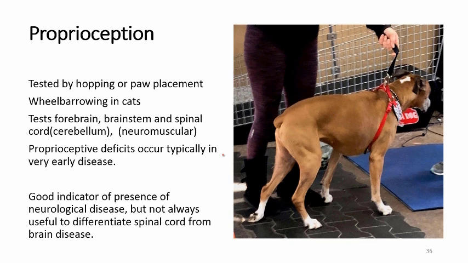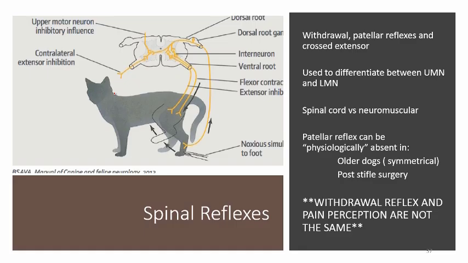So proprioception, again, is tested by hopping and paw placements. We talked about that. In cats, you can wheelbarrow them, because this is an important thing to know. Remember that with this, we're testing the forebrain, the brainstem, and the spinal cord. Proprioceptive deficits are very, very early. So if that's the only thing you're picking up, that's very early neurological disease. Now, it is a good indicator of the presence of neurological disease, but it's not always useful to differentiate spinal cord from brain disease. Many times it is, but not always.